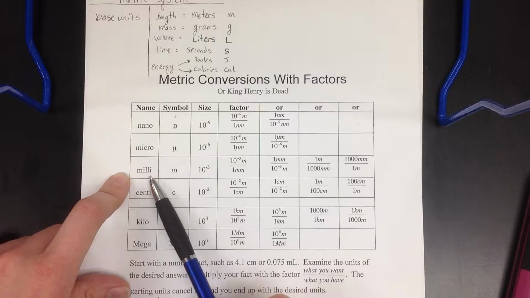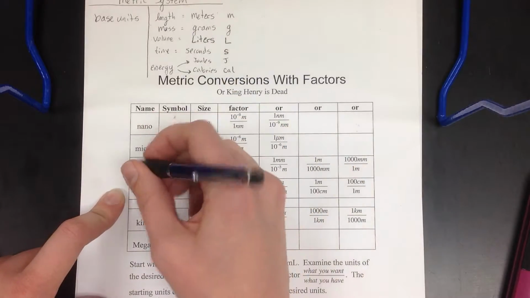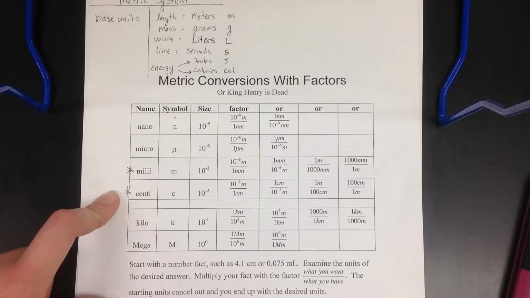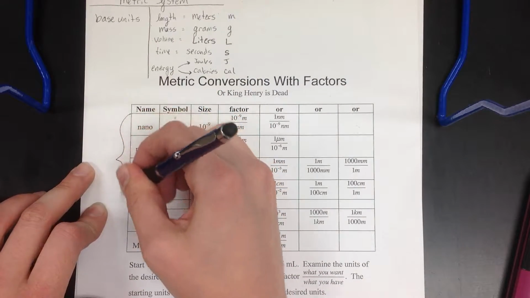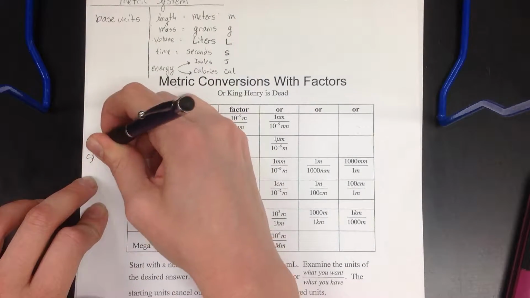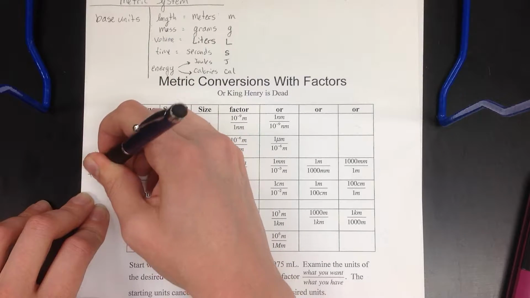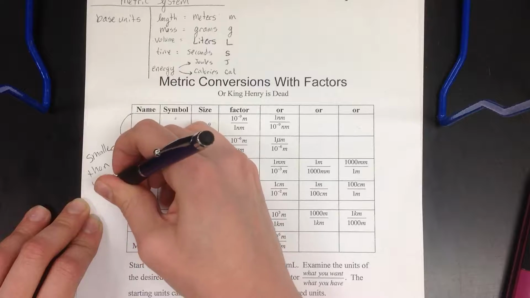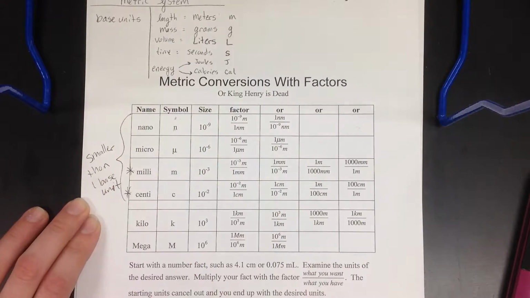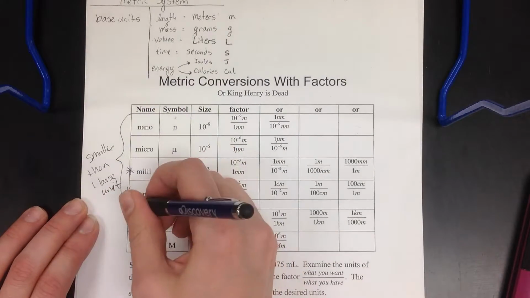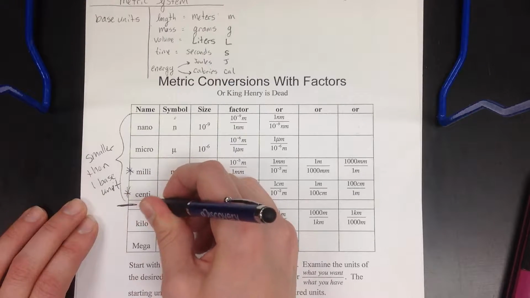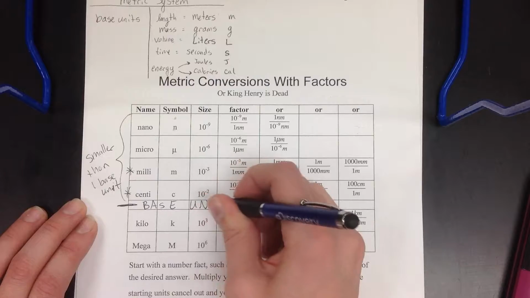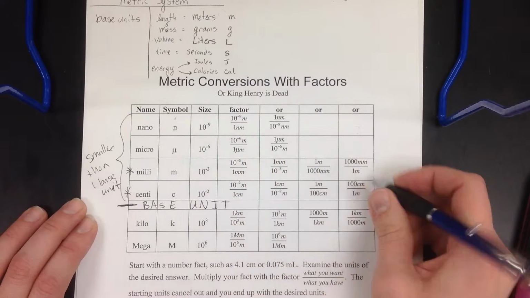There's micro, milli, centi. You're probably more familiar with the milli and the centi than the micro and the nano. All of these prefixes are smaller than one base unit. And so your base unit would end up about here if you wanted to compare its size to these other units.